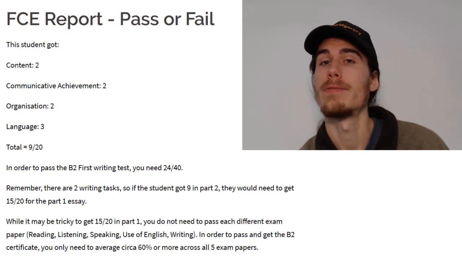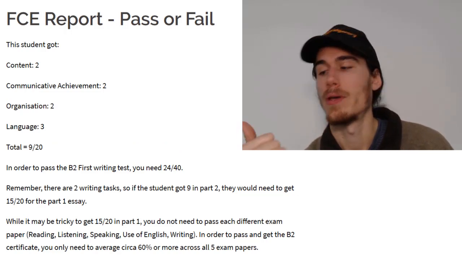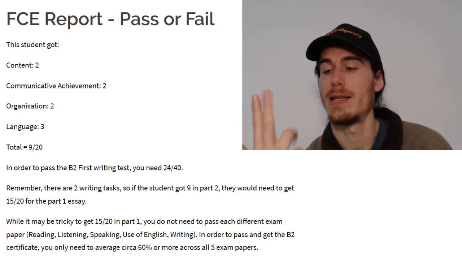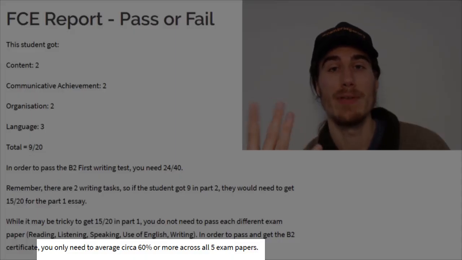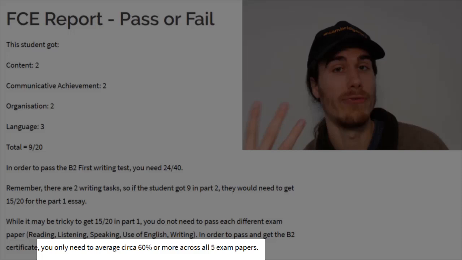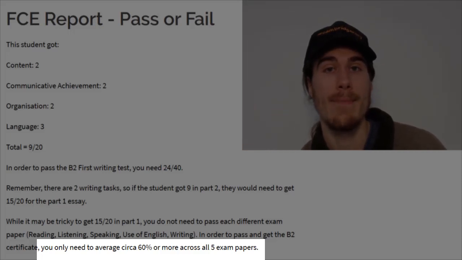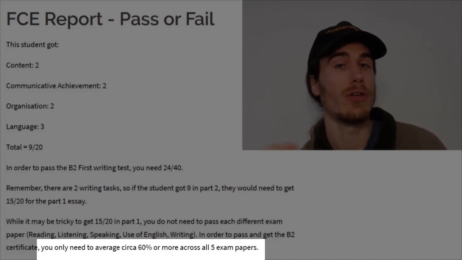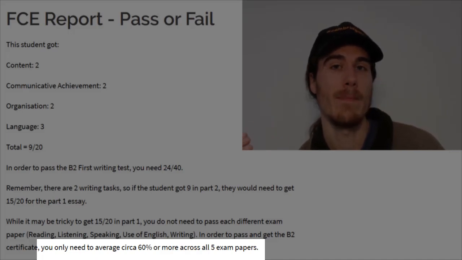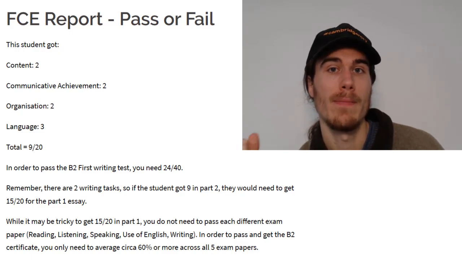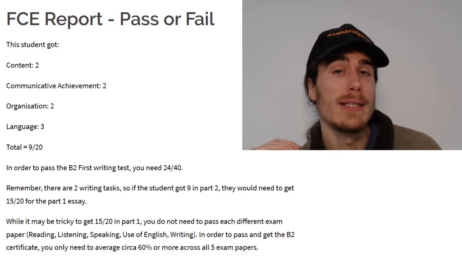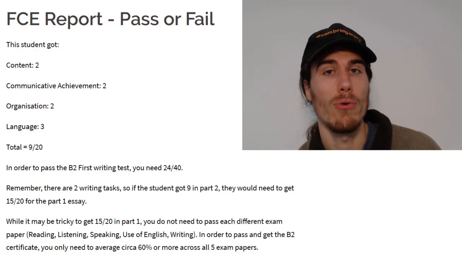Remember, you don't need to pass the writing paper because there's the writing, speaking, listening, use of English, and reading. All you need to do is average 60% or more across all 5 papers in order to pass the B2 First exam and to get your certificate. So you don't need to pass the writing paper, but it's really good if you do, and in order to do that, you need to get 24 out of 40 marks.